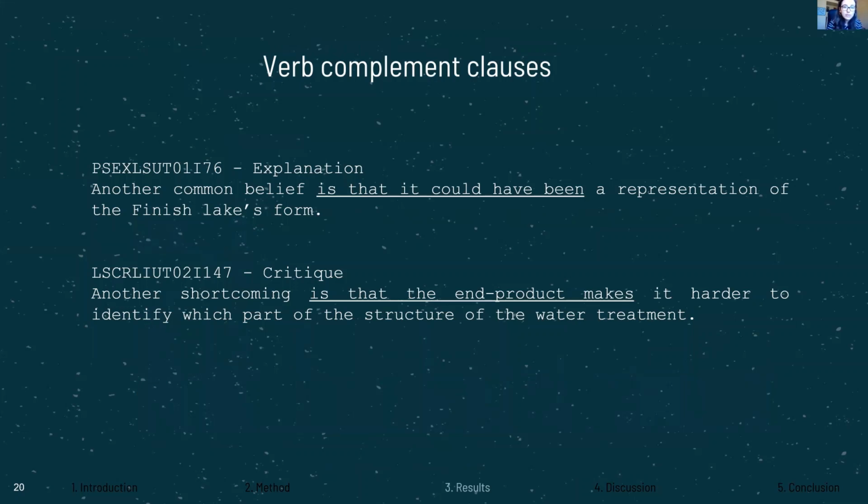So here I have an explanation and a critique, and we can see in these two excerpts that verb complement clauses controlled by be are used as stance devices, so students are showing their opinion without actually putting it forward, without saying, I think this. So they are saying, another shortcoming is that the end product makes it harder to identify. So it's a way to show stance.